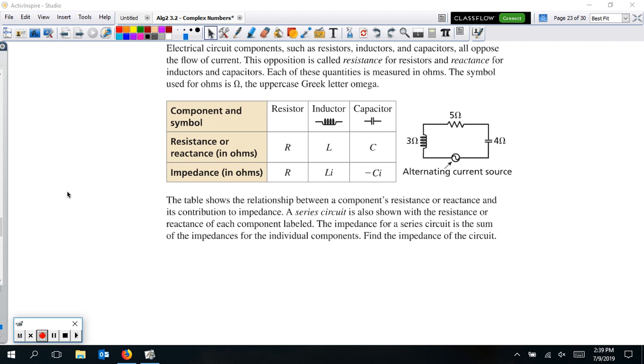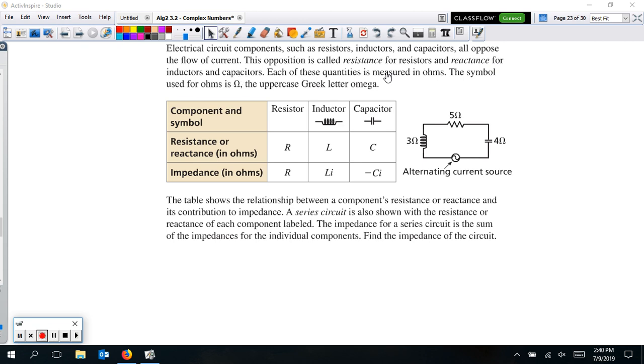Okay, so before we get to number 15, which looks like this figure right here, I wanted to explain what this was, because if we just talked about 15 without doing this, you would be very lost on really what this thing is. So let's go and read through this so we can understand it. And really what this is, is a little bit of electronics. It's an electrical circuit component. So electrical circuit components, such as resistors, inductors, and capacitors, all oppose the flow of current. This opposition is called resistance for resistors. That makes sense? And reactance for inductors and capacitors.